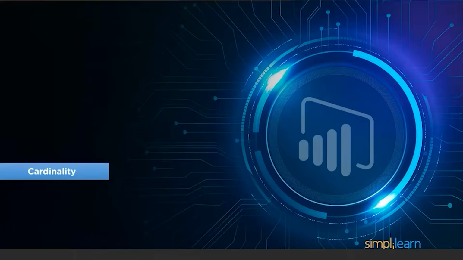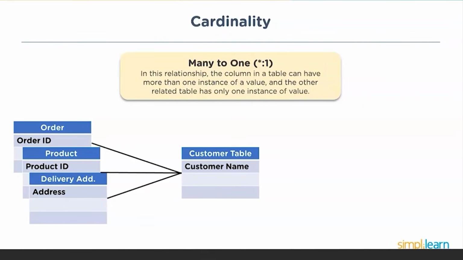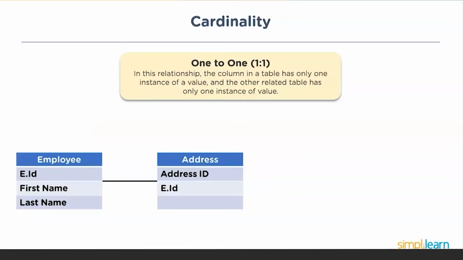Now coming to the next important factor, cardinality. Before I start playing around with my data and start showing you certain relationships, it's very important to understand these four types of cardinalities. One is many-to-one. Many-to-one means that many orders contain data of one customer. So per order, one customer is there. So from customer to order or product or delivery address, it's a one-to-many relationship. And from the other side, from order to customer perspective, it's a many-to-one relationship.